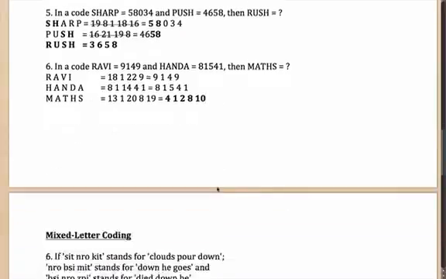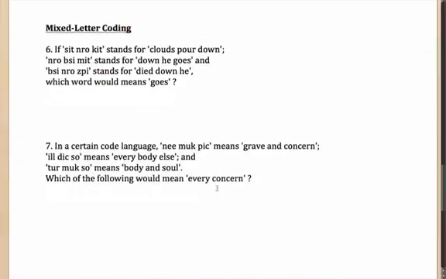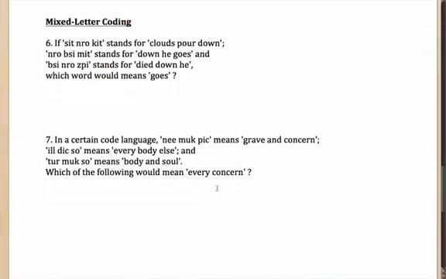With this, we move on to the next type, that is the mixed letter coding. Now, what happens in mixed letter coding is you are given some words which are mapped to another set of words, and you have to figure out what is the answer or what is the correct mapping. As here, sit no kit is clouds pour down, no bis mit is down he goes, and stuff like that.